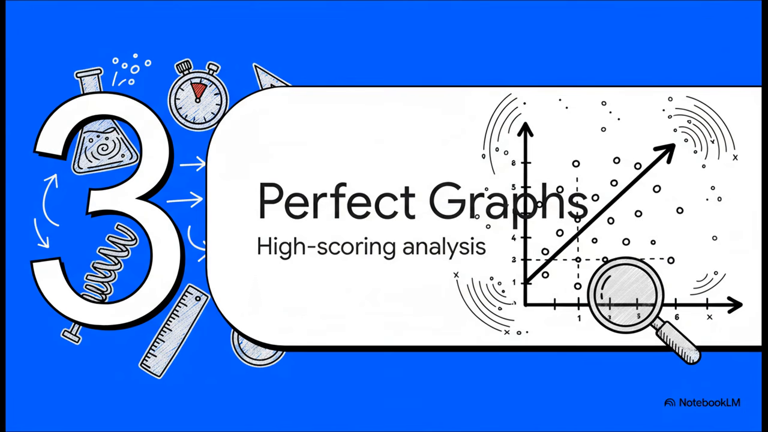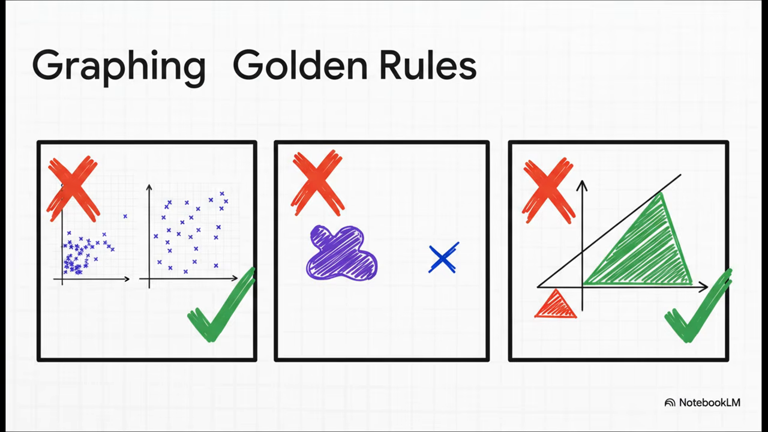Okay, so you've got your perfect data. Now what? Let's turn it into a perfect graph. The graph is so much more than just plotting points. It's where you show the examiner you can really analyze what you've found. There are 3 golden rules here. First, pick a scale that makes your plotted points take up at least half of the graph paper. We don't want any tiny little graphs hiding in the corner.